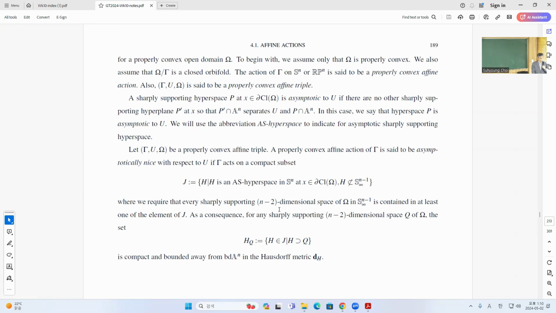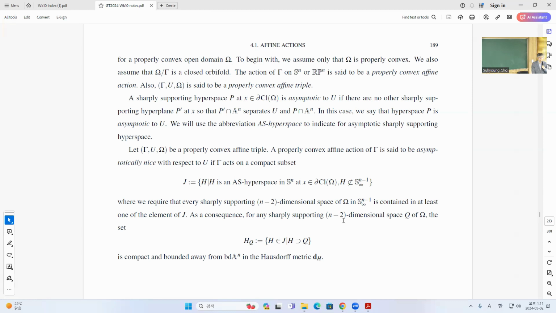And also any sharply supporting hyperspace of sigma in Sn minus one. So this is a projective n minus one sphere. So if you have any such thing, then it has to be contained in at least one element of J. Okay, sure. So that's some set J, and then this set J has to be compact. So if there's some J where gamma acts, then this action is called asymptotically nice.